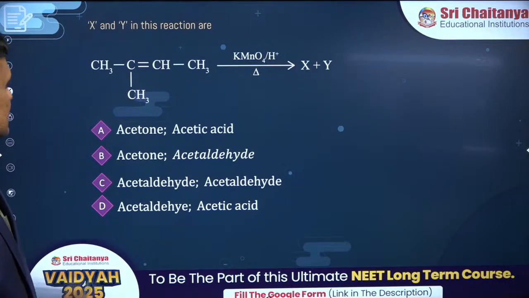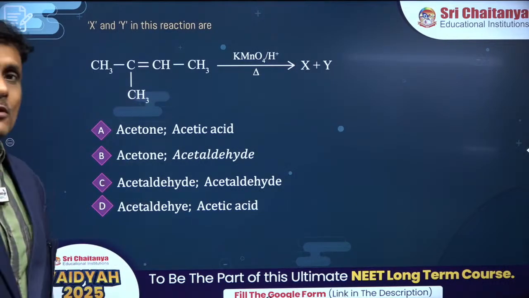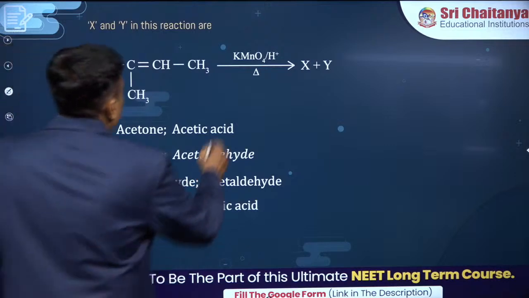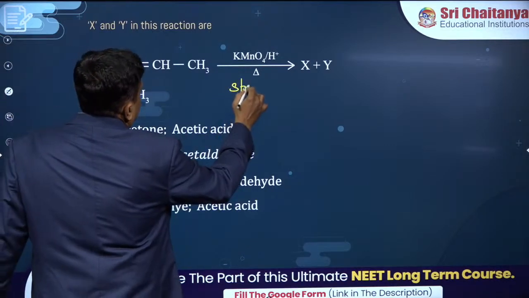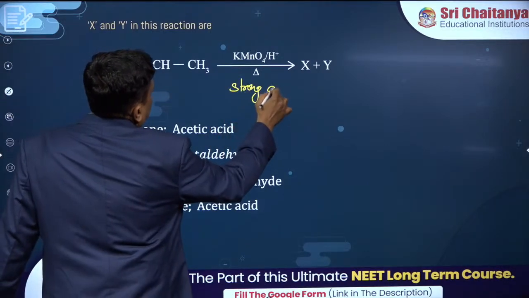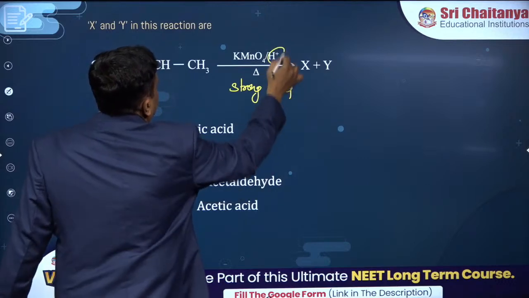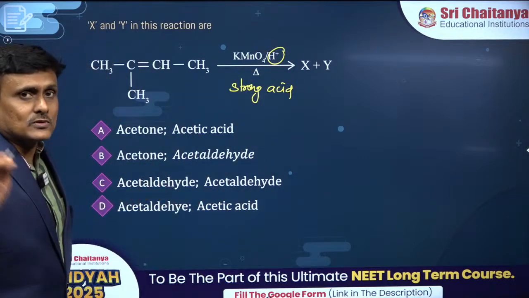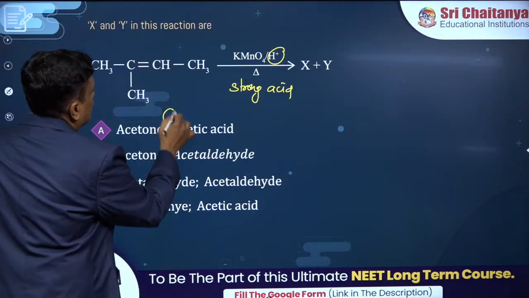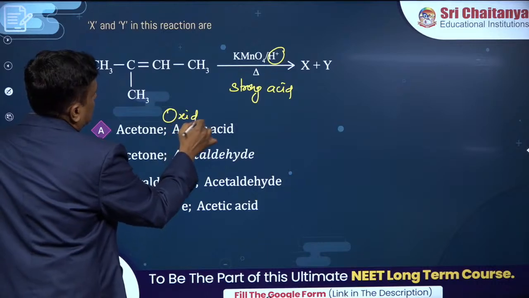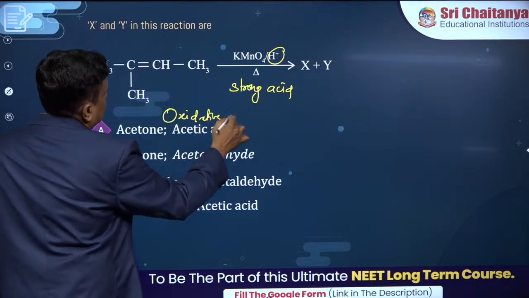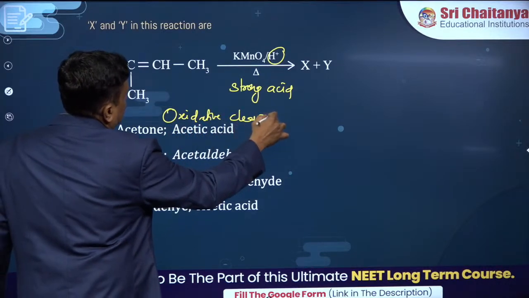Good. Yeah. What is KMnO4 in hot condition? Is a strong oxidizing agent. But you know, it is not so strong in acidic medium that it can even oxidize the ketone. It's called oxidative cleavage. Excellent. Today's class is going good because of your response.